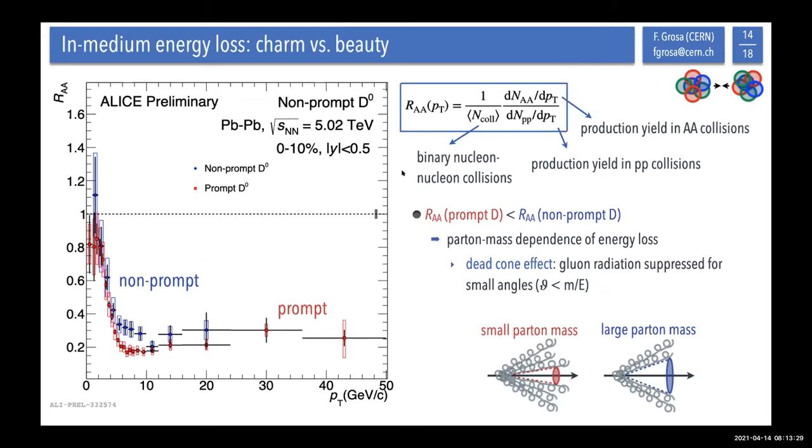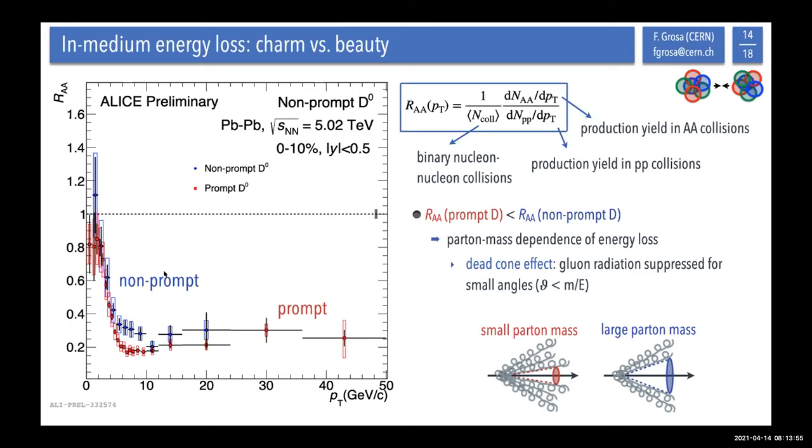So as I said in the introduction, these are relevant for the study of the medium energy loss, which is typically addressed with this variable, which is called the nuclear modification factor. And it is defined as the ratio of the production yields in heavy ion collisions and those in pp collisions, scaled by the average number of binary nucleon collisions.